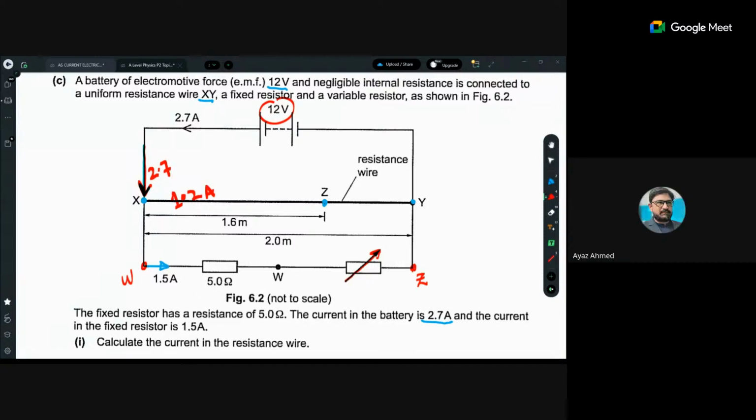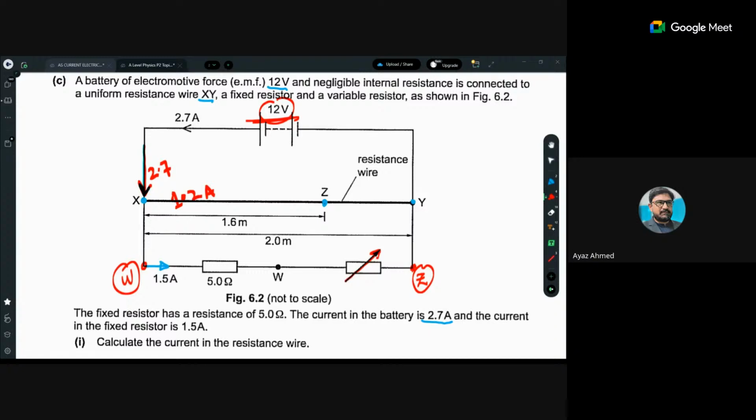No, between W and Z, because they are directly connected with the 12-volt battery. So you can simply say that the potential difference between W and Z is 12 volts. Okay? Potential difference between W and Z is 12 volts. Just give me a second.